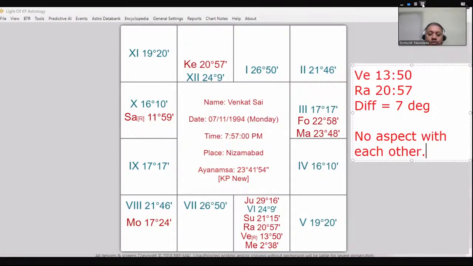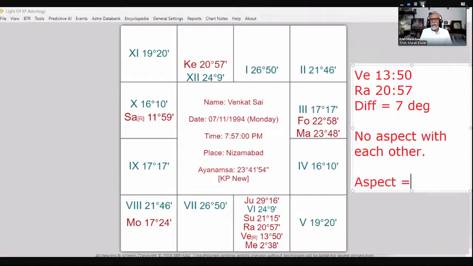Aspect. Fine. Only if they're conjoined, we will consider that. Aspect can be 0 degree, 30 degree, 60 degree, 90 degree, 180 degree, 120 degree. So these are the most important aspects to study.